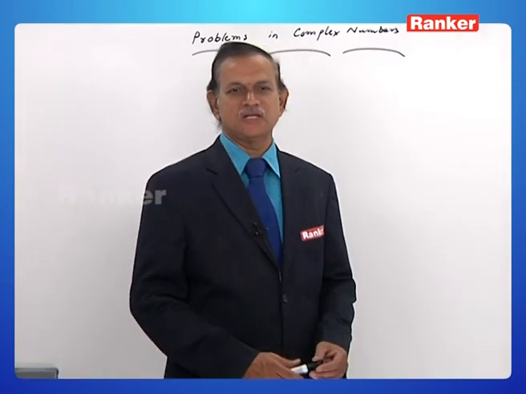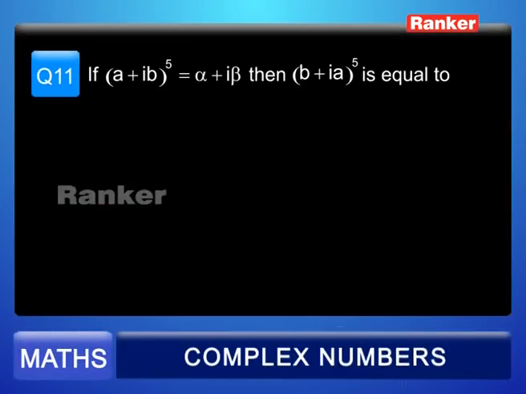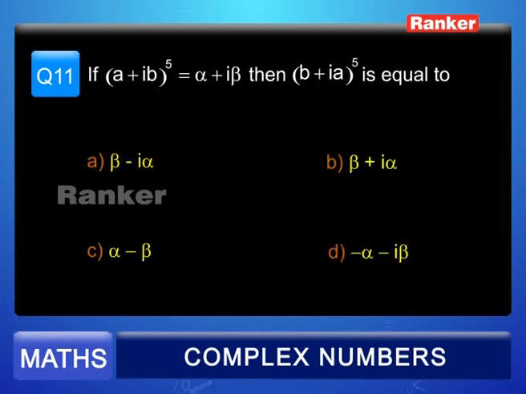The next question before us is question number 11. It is one of the simplest questions. If (a + ib)^5 = α + iβ, then (b + ia)^5 is equal to: first option, β − iα; second option, β + iα; third option, α − β; fourth option, −α − iβ.